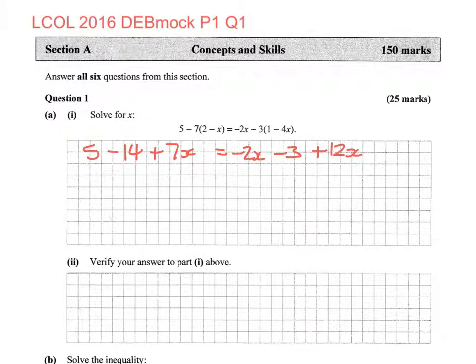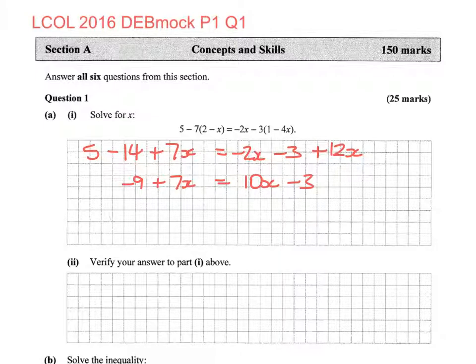Tidy up either side, we get minus 9 plus 7x on the left hand side and 10x minus 3 on the right hand side. How have we done that? Well, the 5 and minus 14 gives me minus 9. 7x is the only x term on the left hand side. On the right hand side we have minus 2x and plus 12x, so minus 2 plus 12 gives me 10, so it's 10x, and then the minus 3 is the only constant in there.